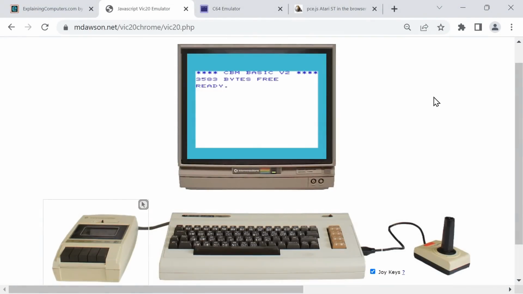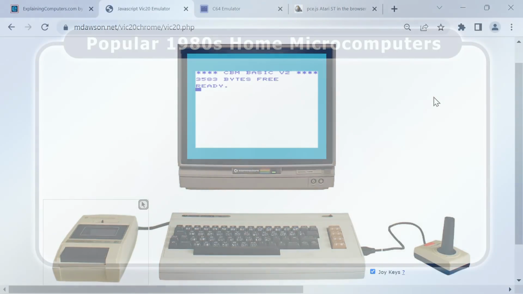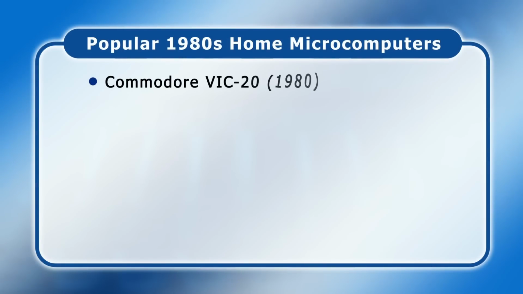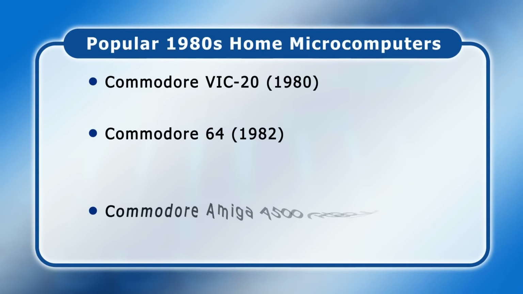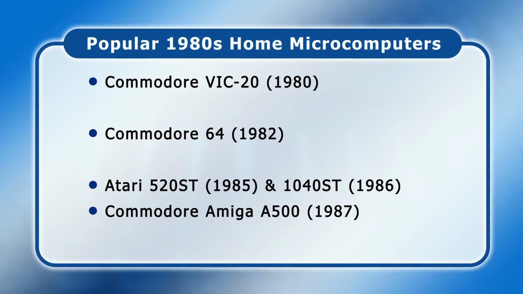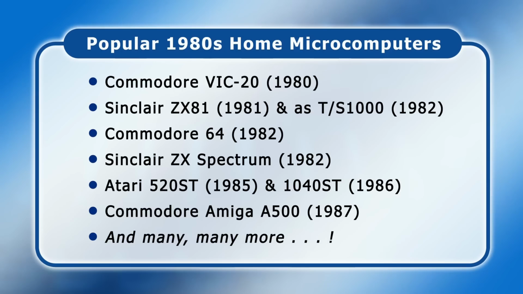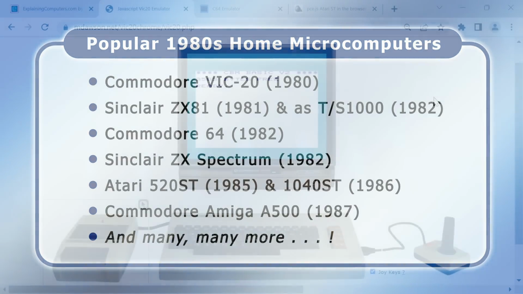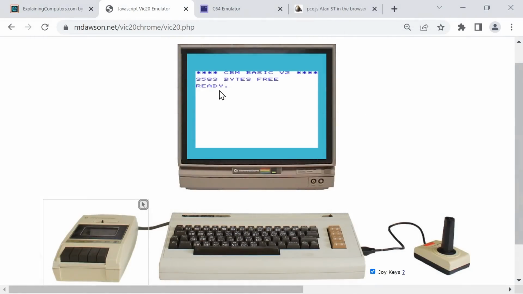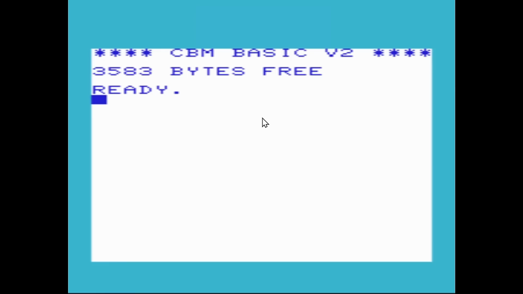In the 1980s, most home computers were not PCs or Macs. Instead, popular machines included the VIC-20, Commodore 64 and Commodore Amiga, the Atari ST, and the Sinclair ZX81 and ZX Spectrum. Online emulators were available for all of these machines, including this one for the VIC-20 by Matt Dawson. Let's just click on the screen, bring it up and do something exciting like a print, I don't know, 56 plus 98. It works. The power of computing.